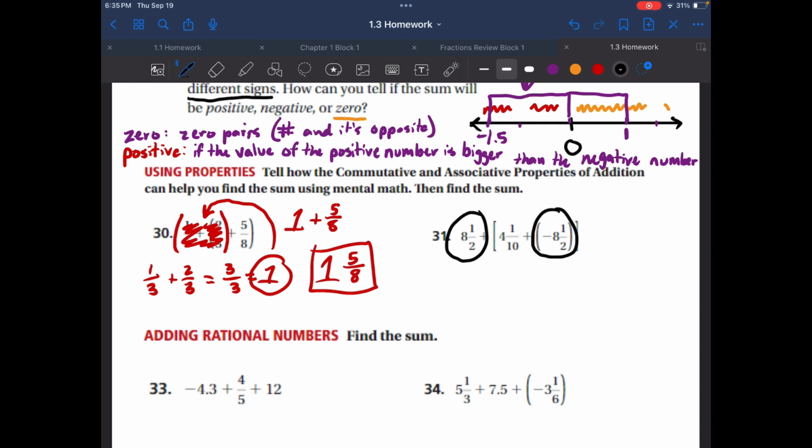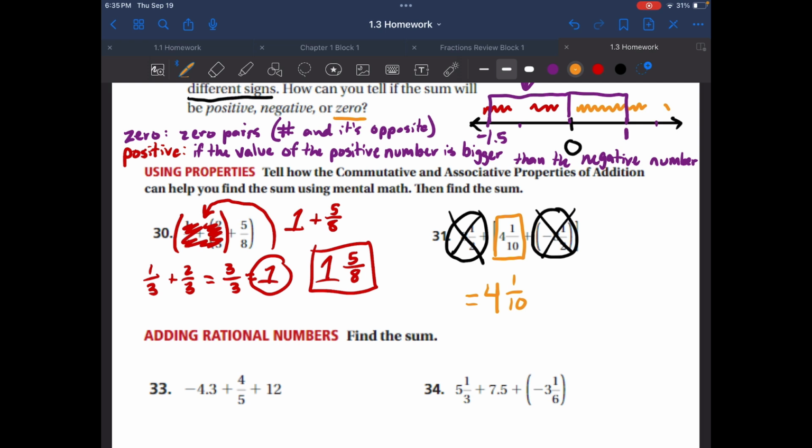And we already know that when I have a number and its opposite added together, it's going to equal 0. And with zero pairs, I can just cross them out. They cancel each other out. So this whole big addition problem now is just this number 4 and 1/10. And that's our answer. Right? Zero pairs sometimes make our life so much easier because we don't have to worry about all that extra work. We can just cancel them out and look at, we're left with that one term. I just need to write that down.